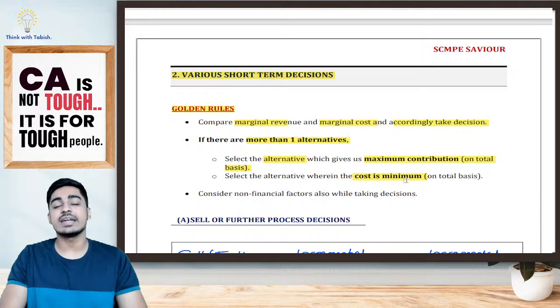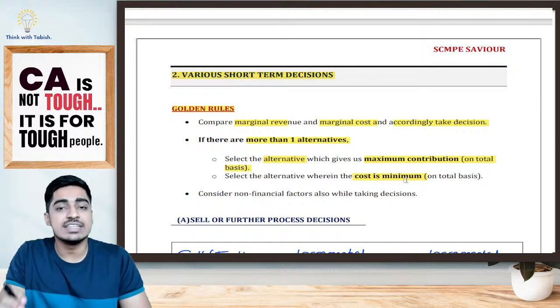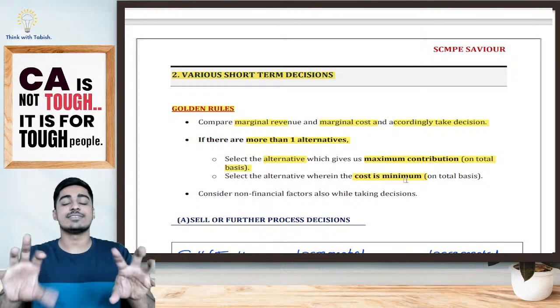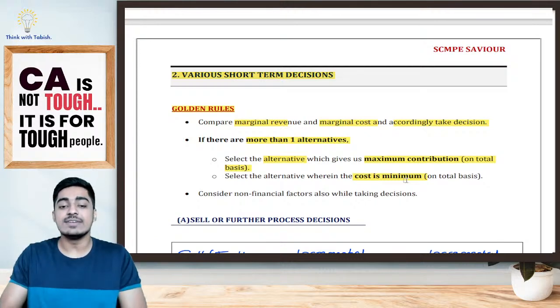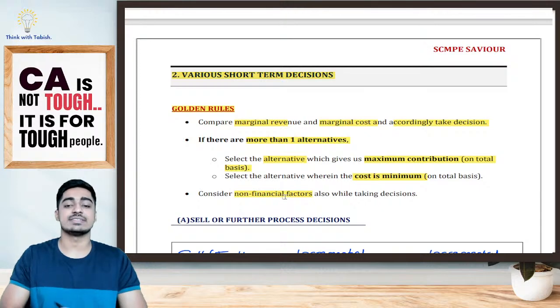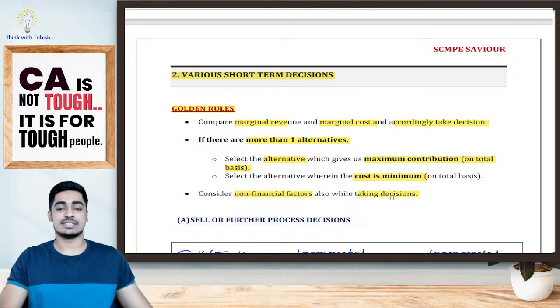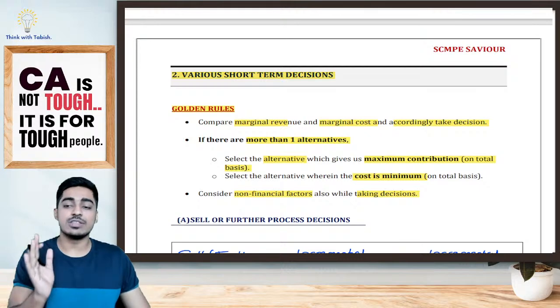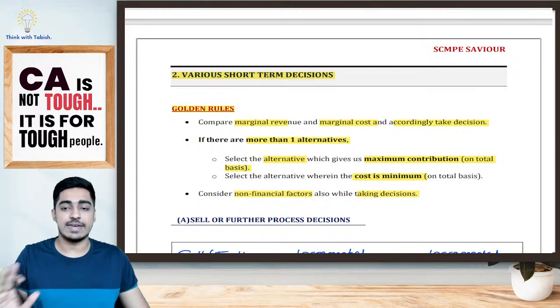In addition to that, every time we are choosing a decision, it is not just the financial side, we also have a non-financial factor to be considered. Only then will we take a decision. So we need to consider non-financial factors as well. Yes, simple, do not complicate things. Go by the logic, and you'll be in a position to solve everything.